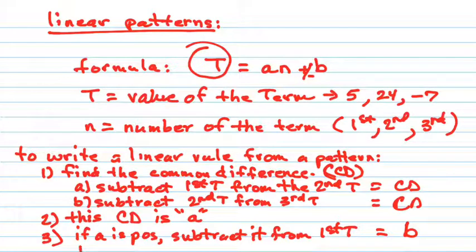I'm going to write it down here. If A is negative, what do you think you need to do? Add it to the first T to get your B. You do the opposite, because it's already accounted for; what we're doing is getting rid of it. So you add it if it's negative, subtract it if it's positive. That will give you your linear rule every single time, as long as it is linear.